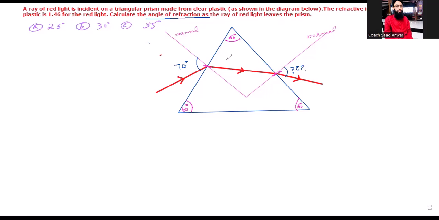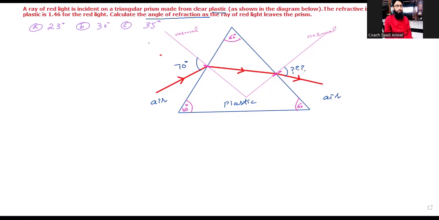This is a prism. The prism is made up of plastic. So inside the prism there is plastic. Outside, the medium is air. They're asking us to find this angle, the angle of refraction when the ray of light goes from prism to air.